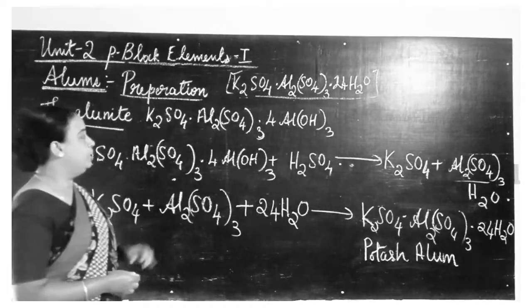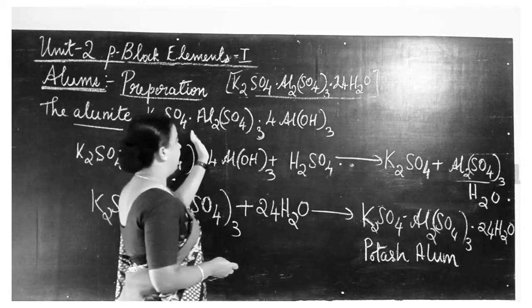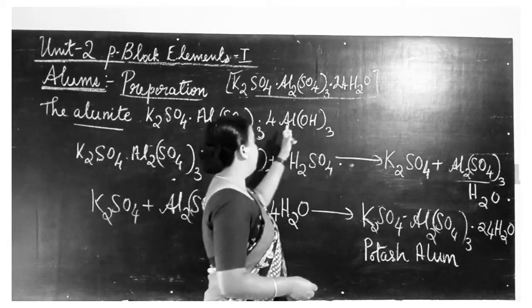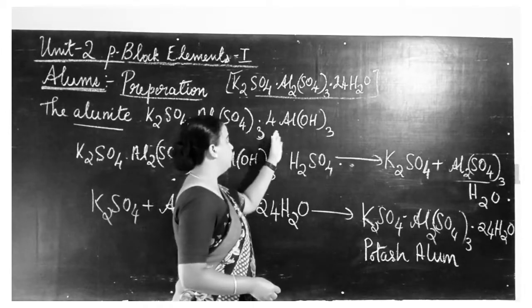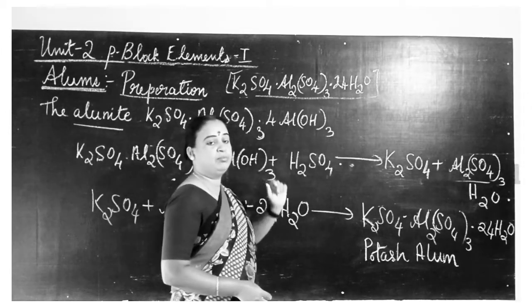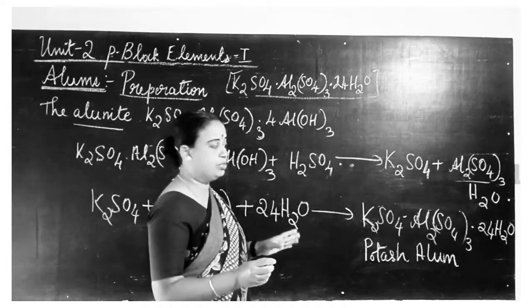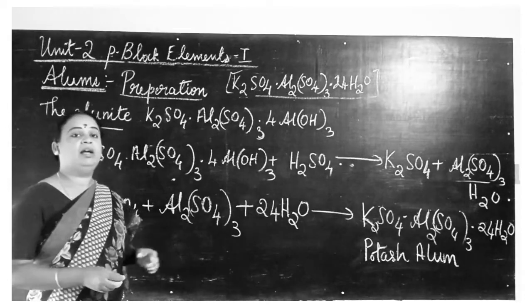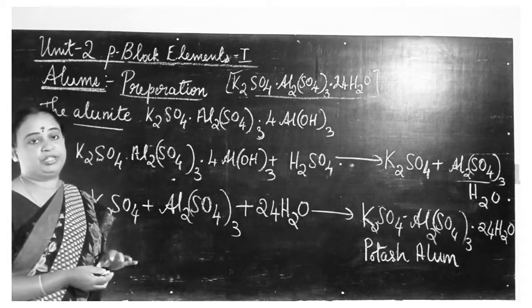Now the difference between alum and alunite is that in alum, 24 water molecules are there, whereas in alunite, instead of water molecules, 4 aluminium hydroxide molecules are present. So no water molecules. Now using this alunite we prepare alum. Let us see the preparation here.